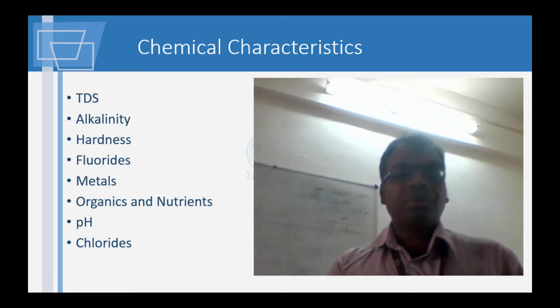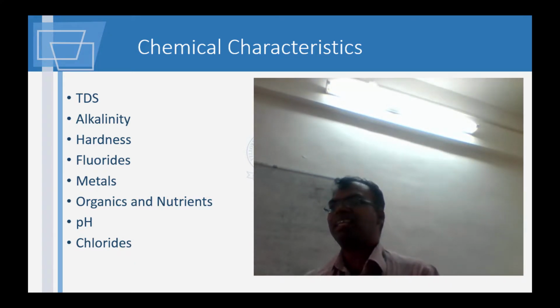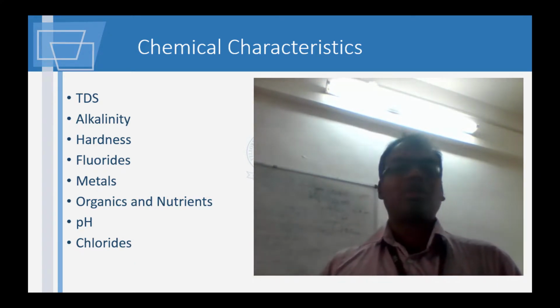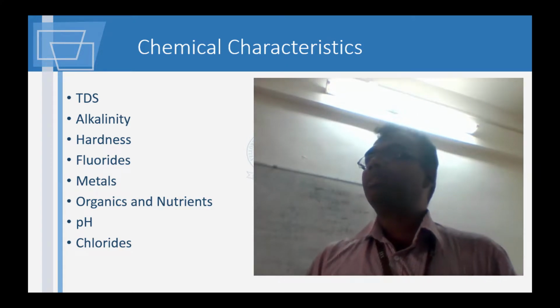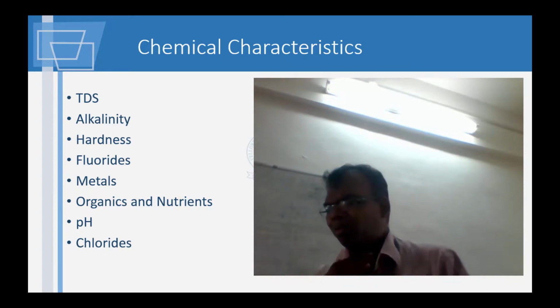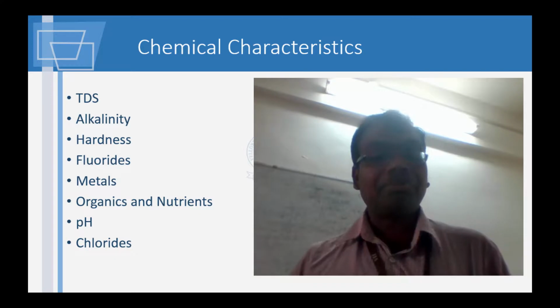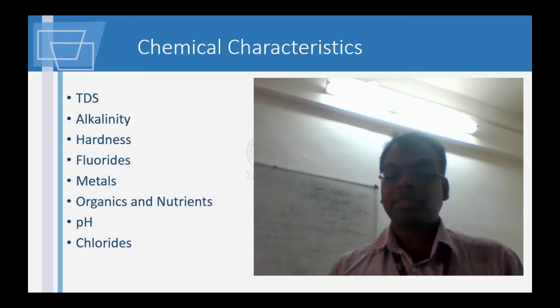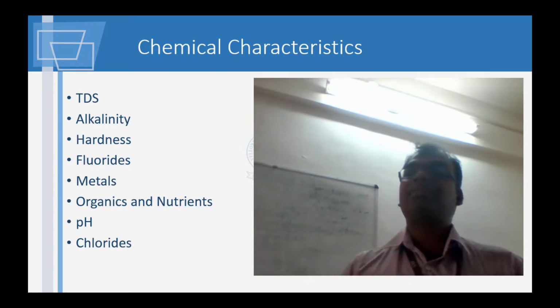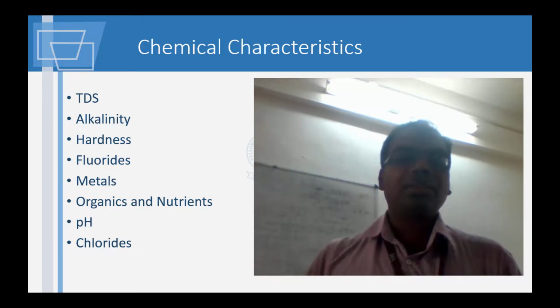What you will have to do is understand what happens. For example, alkalinity causes bitterness in water. Hardness: the main problem is that it is not going to let soaps do their work, according to us. But boilers have a different problem. The same thing applies to fluorides. Metals, especially heavy metals, are very dangerous. Examples: mercury, lead, and all these things.